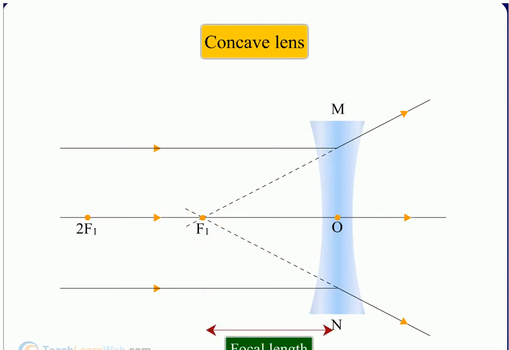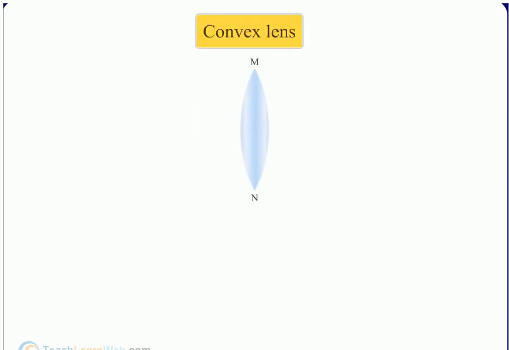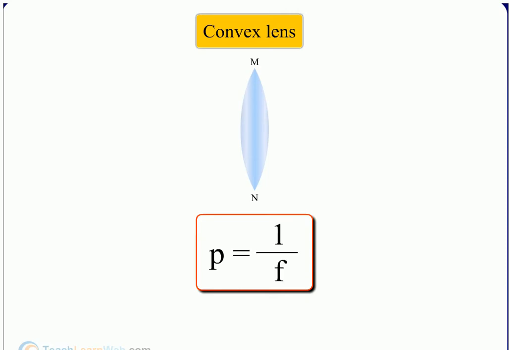Focal length. It is the distance between the optic center and the focal point. Power of a lens, P. The reciprocal of focal length of a lens is called power of a lens. The SI unit is diopter.